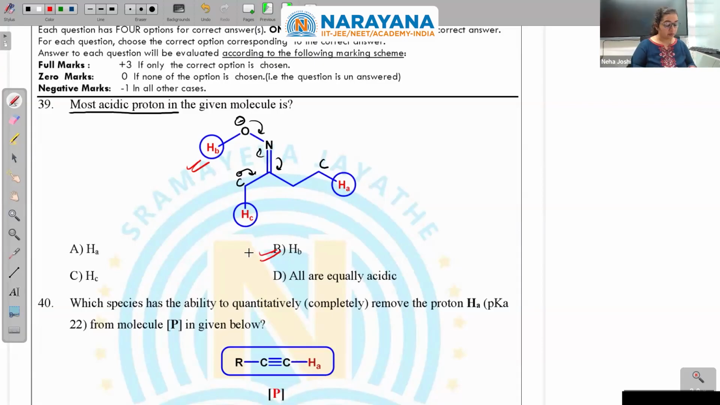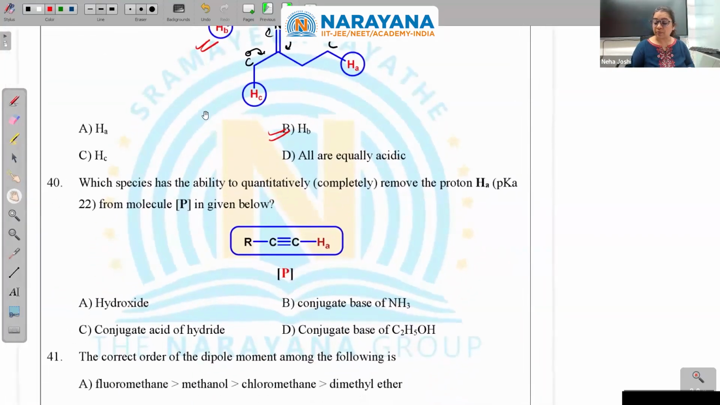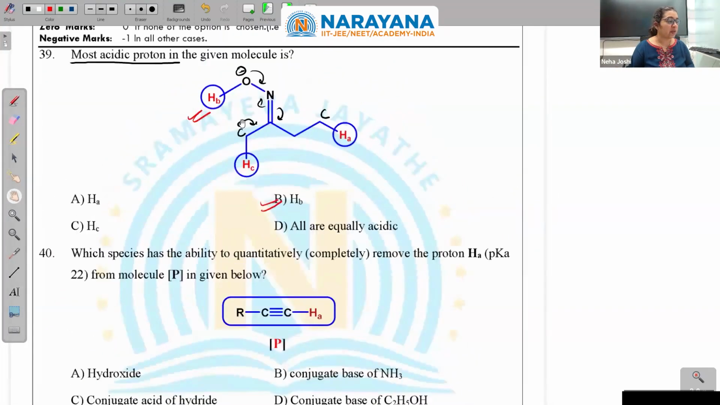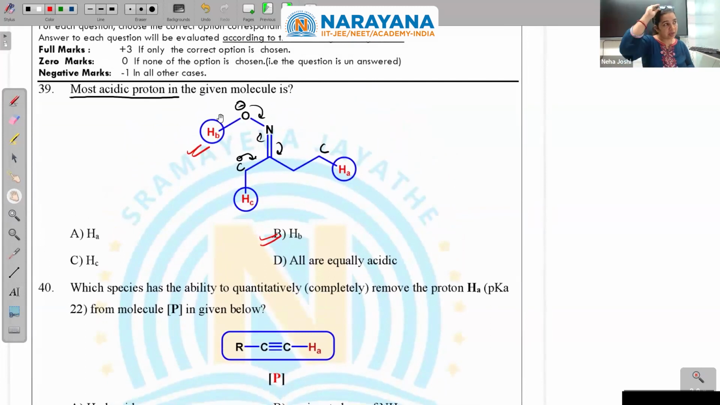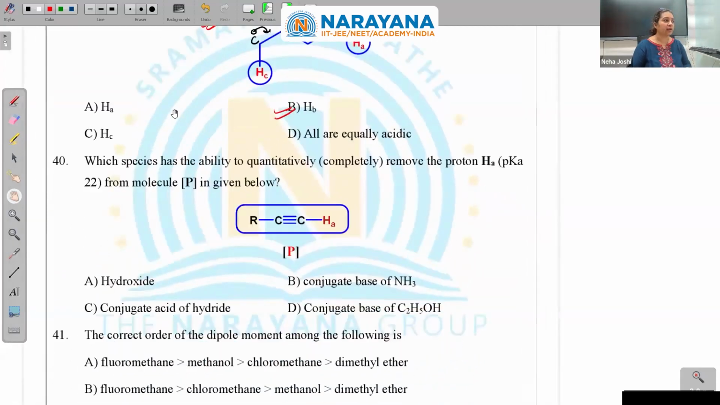Okay, the correct answer for question number 39 is B. I am having a hard copy also in my hand just to confirm the answers, if all good or some changes. So this is B. I hope this is clear. Here we looked for the most acidic hydrogen. For that we checked the hydrogen which is connected to the most electronegative atom.